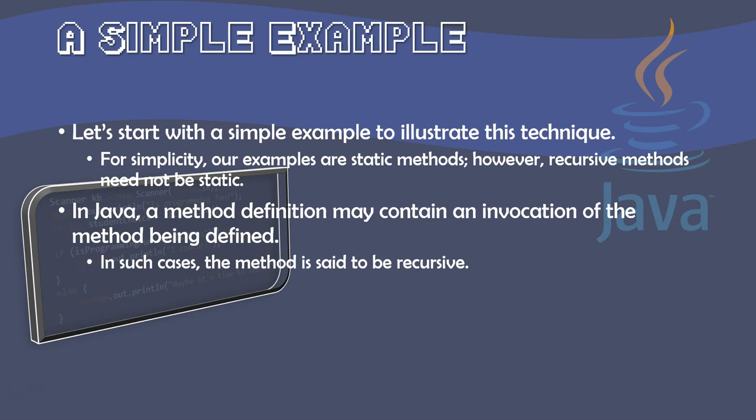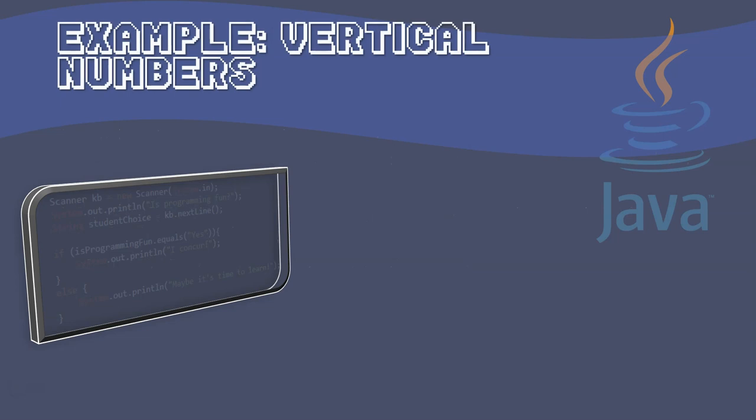In Java, a method definition may contain an invocation of the method being defined. In such cases, of course, the method is said to be recursive. And we're going to look at this with an example known as vertical numbers.